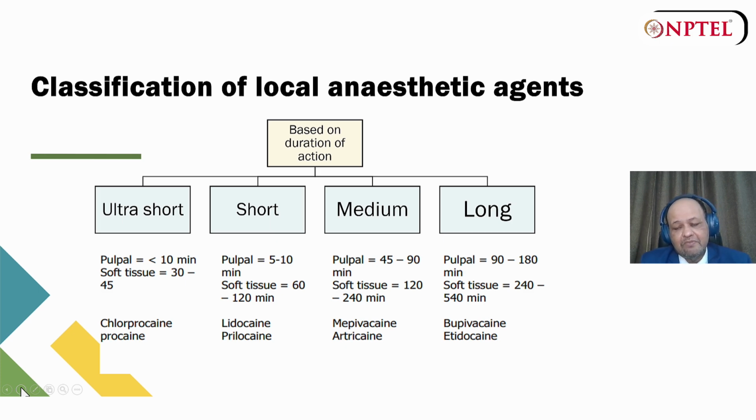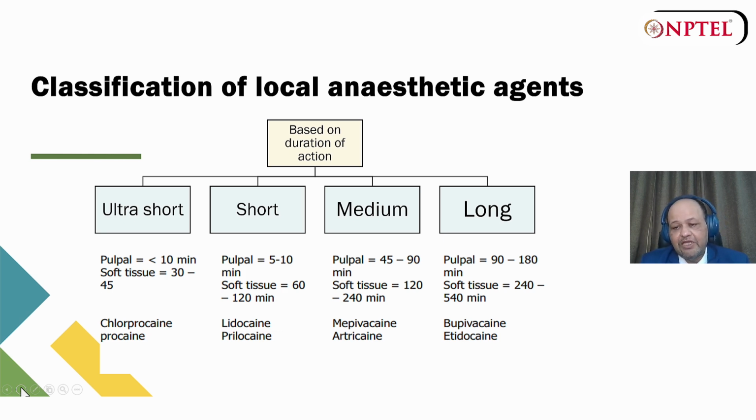Short to medium, it's very difficult to say how much action there is. This is where you can use mepivacaine, which provides you good pulpal anesthesia for 45 minutes to 1.5 hours, and soft tissue anesthesia for roughly nearly 4 hours, where you can use mepivacaine or articaine. The long-acting ones are bupivacaine and etidocaine.